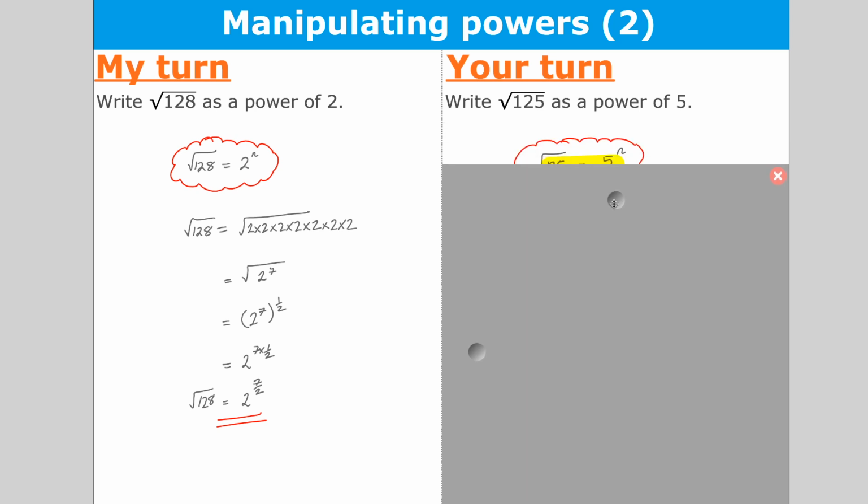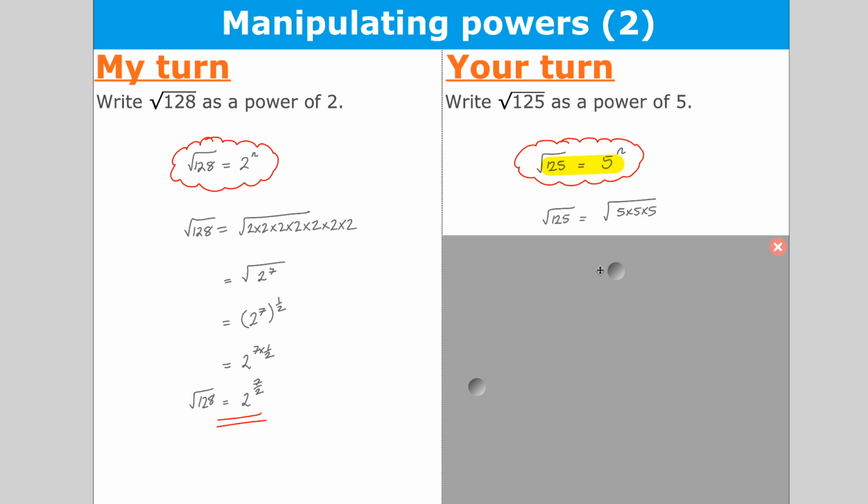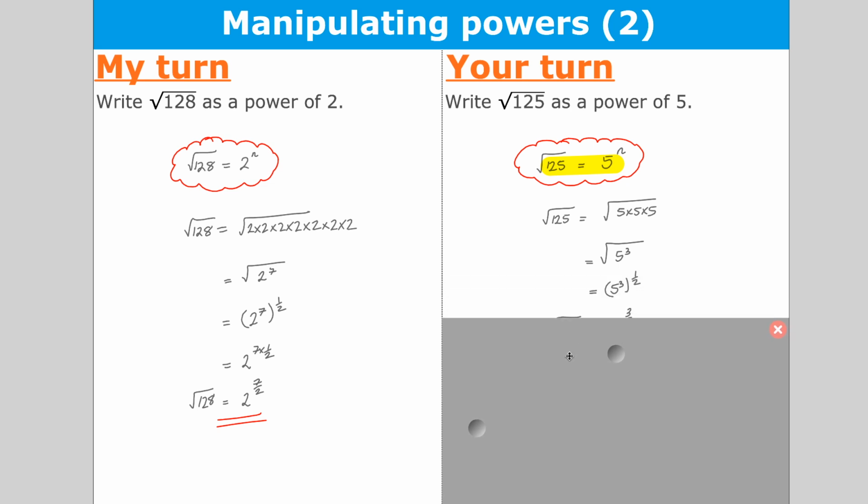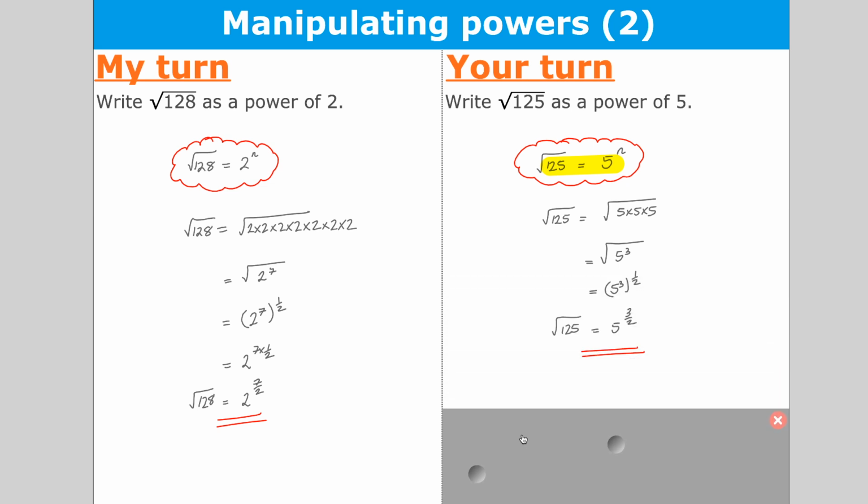So, right, how do we do this? Square root of 125. Loads of answers coming in there. 5 to the power of 3 over 2. Well, that's the square root of 5 times 5 times 5, or the square root of 5 cubed. Remember, square root, the other way of writing that is to the power of a half. And just like you guys are getting, I got 5 to the power of 3 over 2 as well.